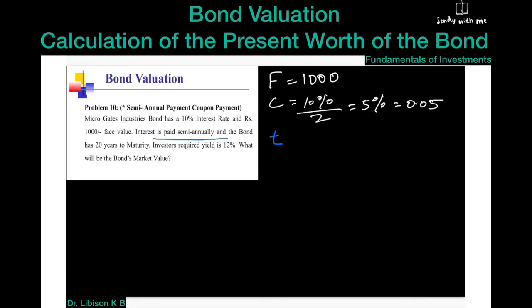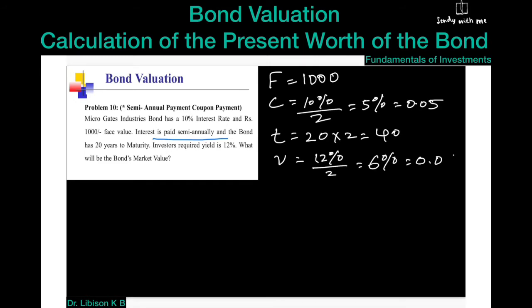So that is the first change you have to make. Maturity period T, you multiply by 2. So 20 multiplied by 2, so 40. Then R, you divide by 2. So these are the 3 changes. Coupon rate you divide by 2. Maturity period you multiply by 2. R, you divide by 2. So your R becomes 6%, 0.06. Then these figures you apply into the formula. That's what you have to do when the problem says payment is semi-annual. Payment of the coupon is half yearly. Then it is easy to solve the problem.